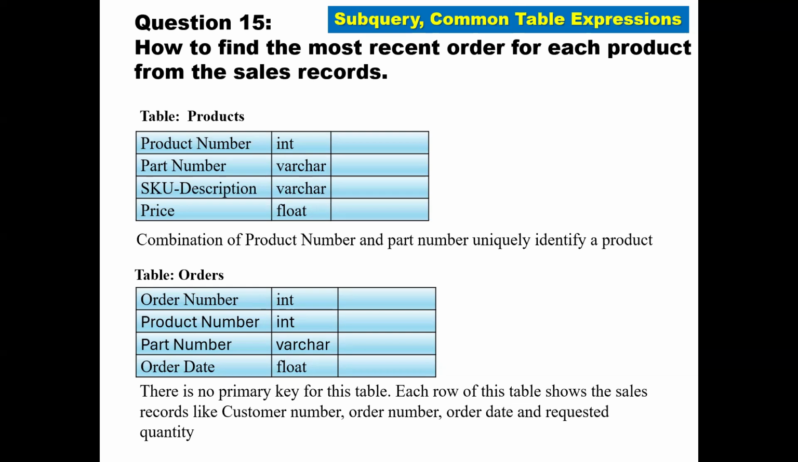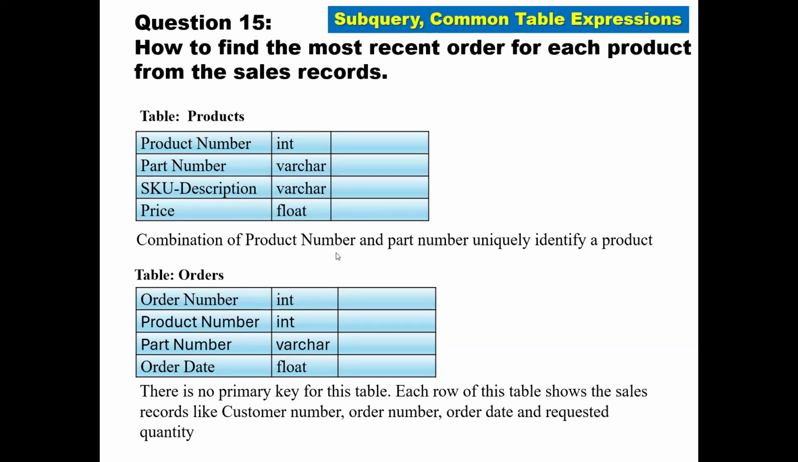In today's session, we'll solve question 15, how to find the most recent order for each product from the sales records. We have two tables, products table and orders table. Products table stores product information, including product number, part number, SKU description, and price.